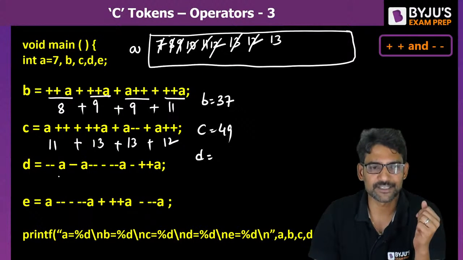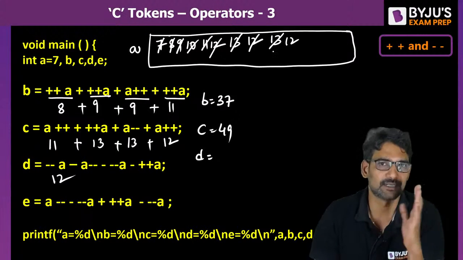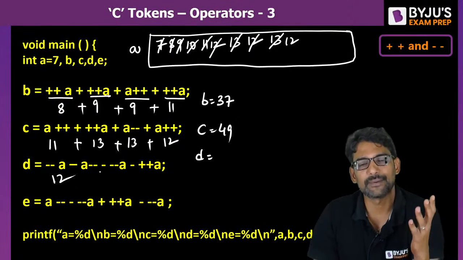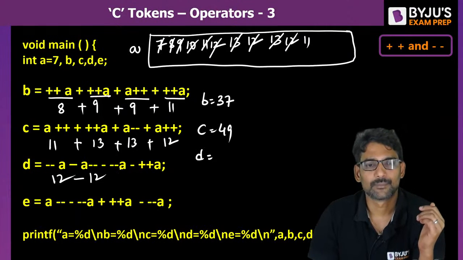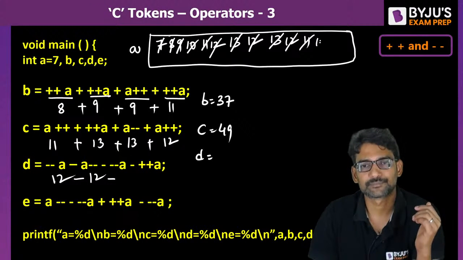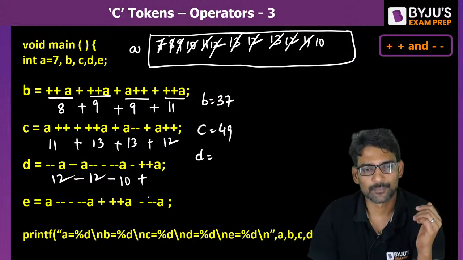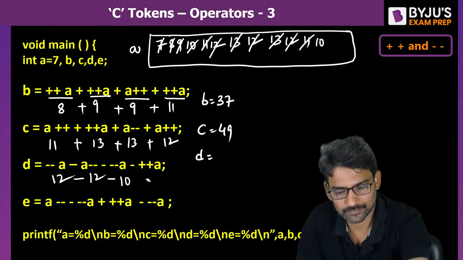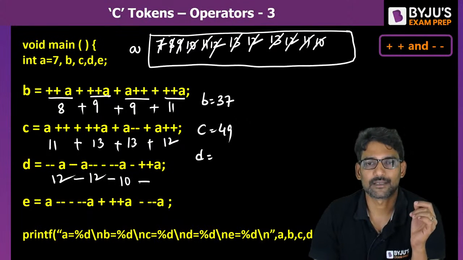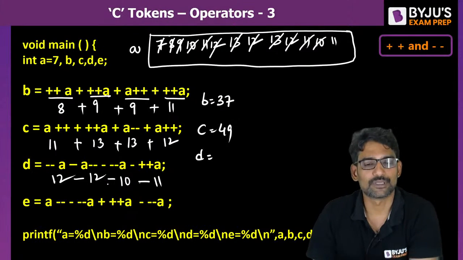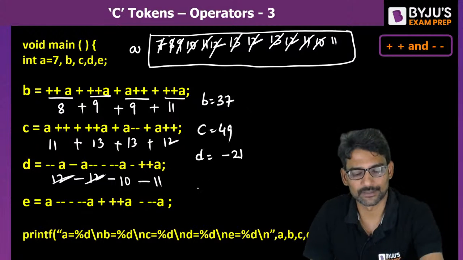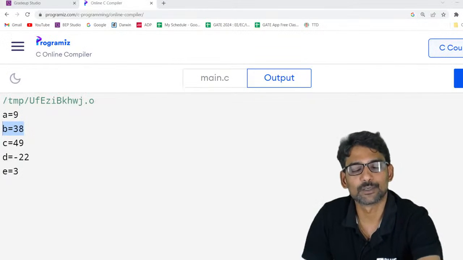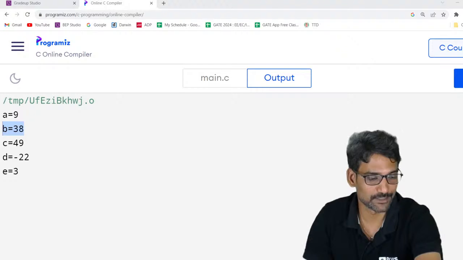Minus A, decrement and assign. Minus A minus minus, assign and decrement. Minus minus A, decrement and assign. Minus plus A, increment and assign. So this is 12 minus 12, and D value we got minus 21, but here we got minus 22, minus 22.